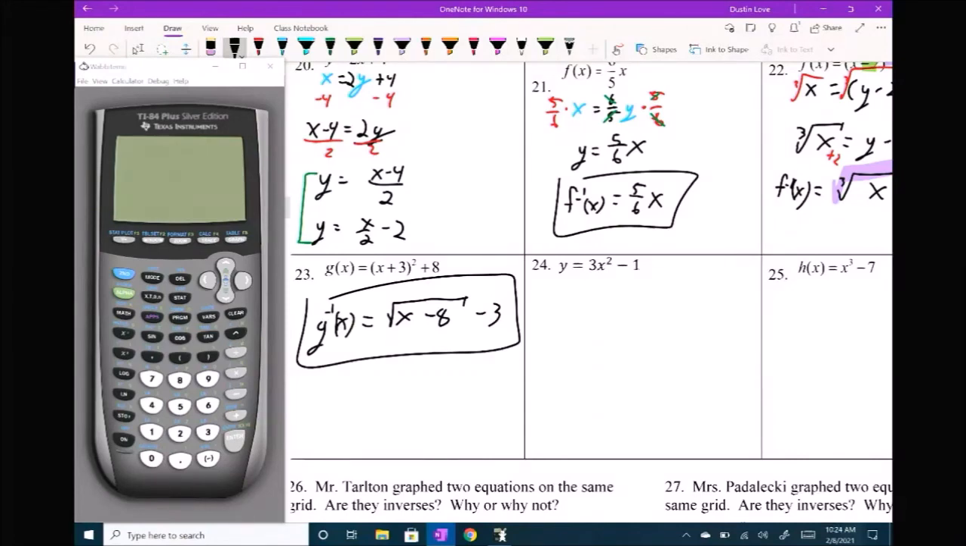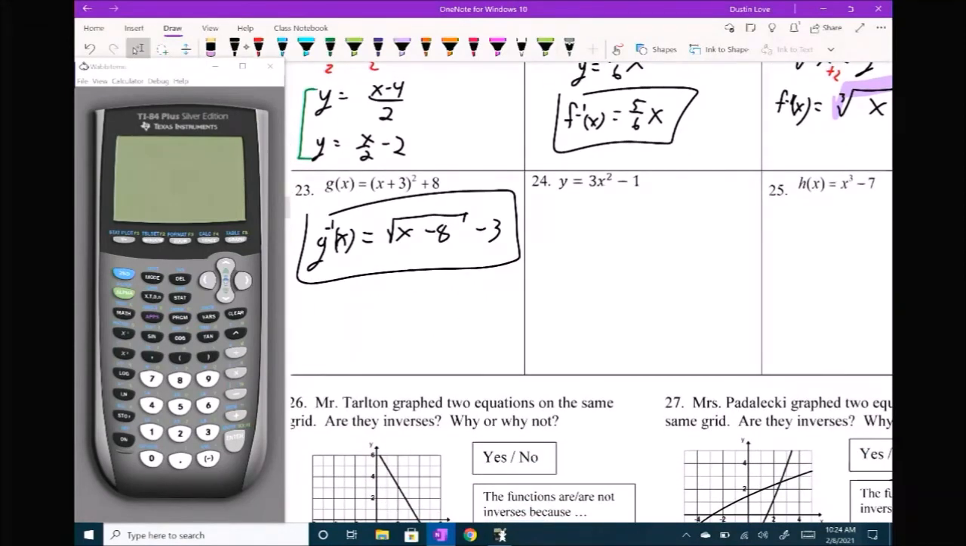Okay, number 24. We're going to do this the traditional way. X equals 3 y squared minus 1. Okay, the first thing I'm going to do is add 1 to both sides. So I've got x plus 1 equals 3y squared. Now we're going to divide both sides by 3. So that gives me x plus 1 over 3 equals y squared.